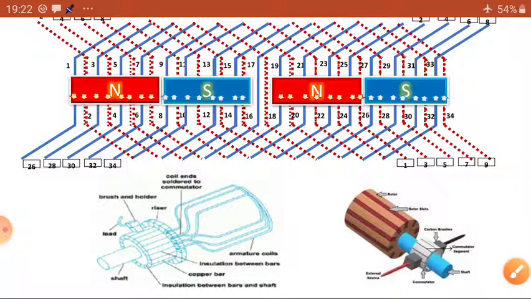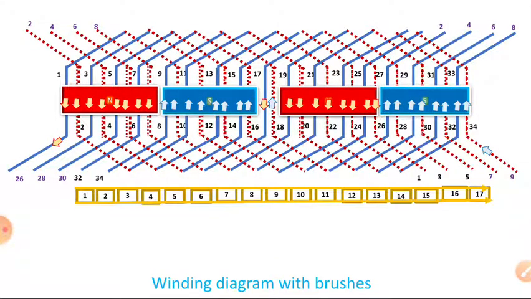Now the second step, I am going to connect the commutator. After that, I am finishing with the brush position, positive and negative. Okay, let us do. Now these are all the commutator segments. So 17 commutator segments. Each commutator segment consists of two coil sides, top one and bottom one. Now connect the end connections. So I connected all towards the front, connected to all my commutator segments with copper wires.